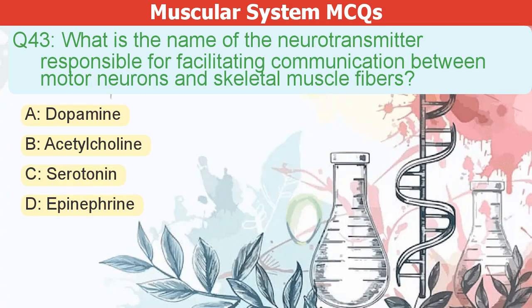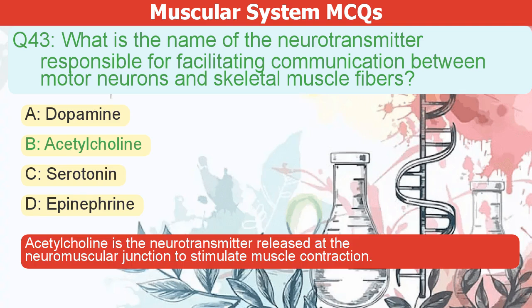What is the name of the neurotransmitter responsible for facilitating communication between motor neurons and skeletal muscle fibers? A. Dopamine. B. Acetylcholine. C. Serotonin. D. Epinephrine. The correct answer is B. Acetylcholine is the neurotransmitter released at the neuromuscular junction to stimulate muscle contraction.